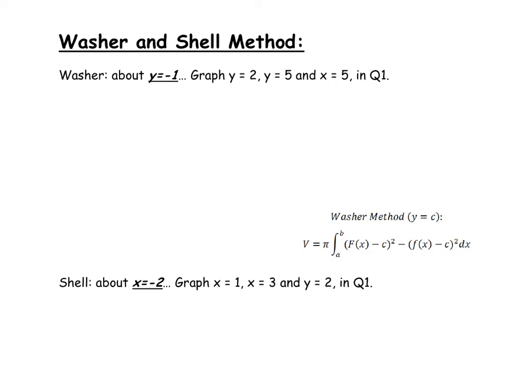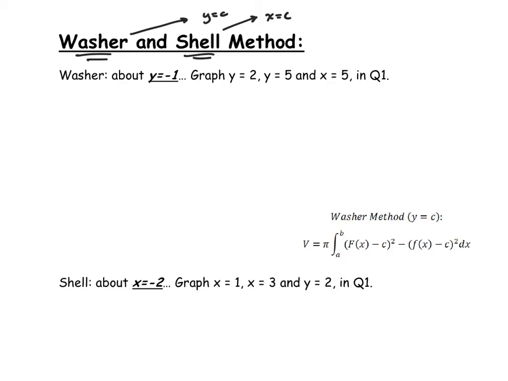So the washer method and the shell method are almost exactly the same, other than their axis of revolution. The washer method is used when revolving around an axis y equals c, whereas the shell method is used when revolving around x equals c. So shell is a horizontal revolution, washer is a vertical revolution.